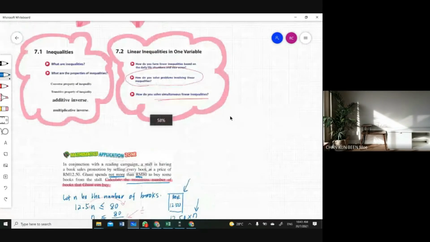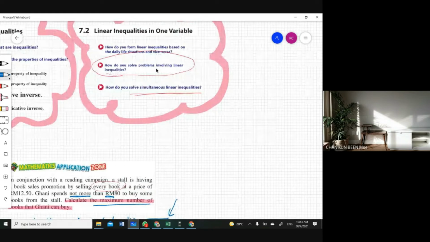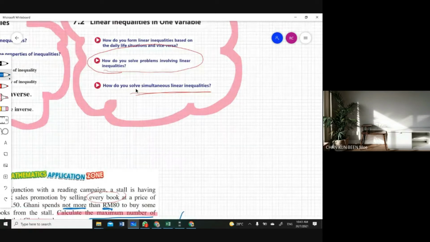So just now we learned how to solve problems involving linear inequality, isn't it? So we are entering the last part now, which is how to solve simultaneous linear inequality. If you still remember, in the previous chapter, we learned how to solve simultaneous linear equation. So it's a similar thing over here. What does it mean by simultaneous? Do you still remember what it means?